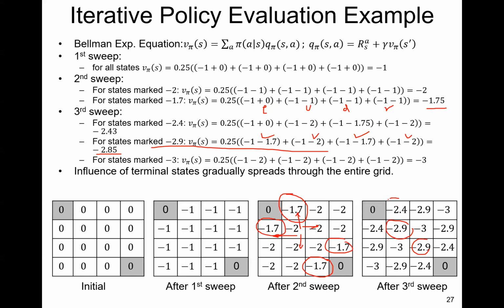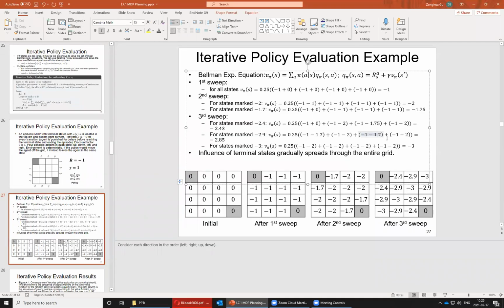For this state here, if you go left, you get 0. Go right, you have -2, that's the previous iteration's v. Go up, you have -1.75, and go down, you have -2. I have a little bit of inconsistency here, so -1.75.